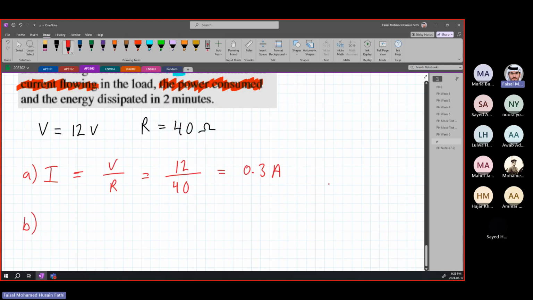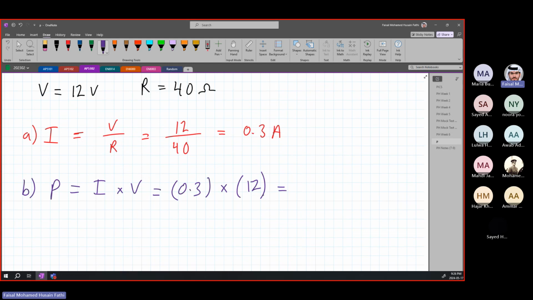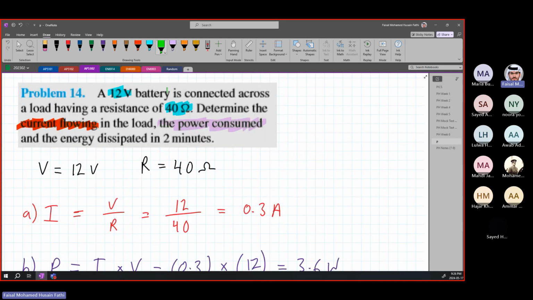The second part B says, actually, let's change the color. So the second part says the power consumed. All right. So power consumed, part B, is power. Power is equal to I times V. We have our current. We found it from the previous question. Times, we have our voltage given in the question here, which is 12. So 0.3 times 12, this is going to give me 3.6 watts. And now we have found our power. And let's look at the last part. It says the energy dissipated in 2 minutes. All right. So what does this mean?